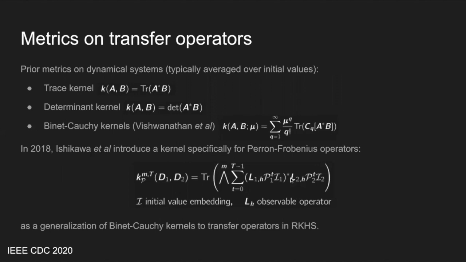In the past 20 years, there have been many metrics proposed for linear dynamical systems, and a large class of these metrics, called Binet-Cauchy kernels for the Binet-Cauchy theorem, was proposed by Vishwanathan et al. And essentially take this generic representative form, whose specific forms are often called trace or determinant kernels. In 2018, Ishikawa et al. generalized this kernel to Perron-Frobenius operators over reproducing kernel Hilbert space. And this can be seen as a generalization of the Binet-Cauchy kernel. And this is what we will use for our method.